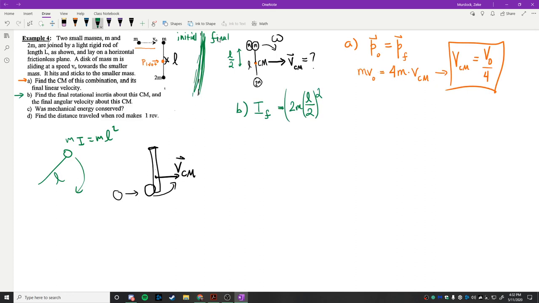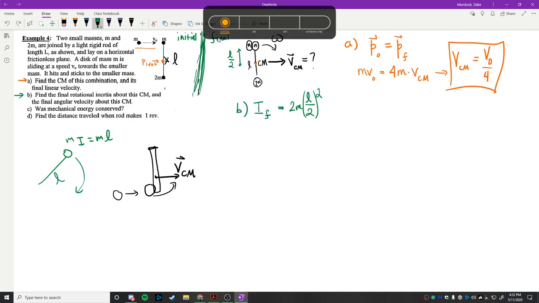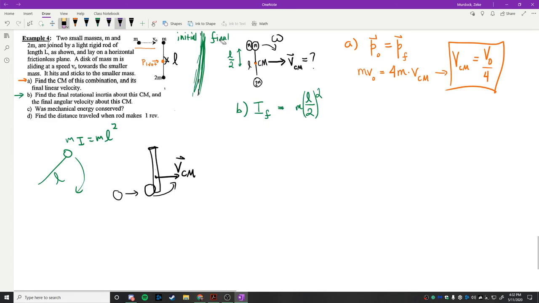In addition, there's really four of them, actually, isn't there? What I should really be doing is, instead of putting a 2 here, I should put a 4 here, right? Because there's four masses that same distance away. There's 2m up here, and there's another 2m down here. So I think this just gives us ml squared, right?